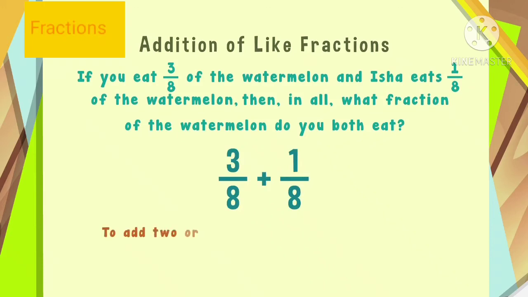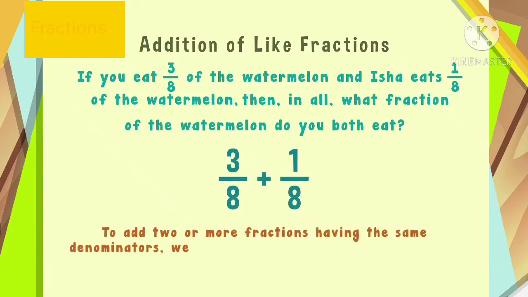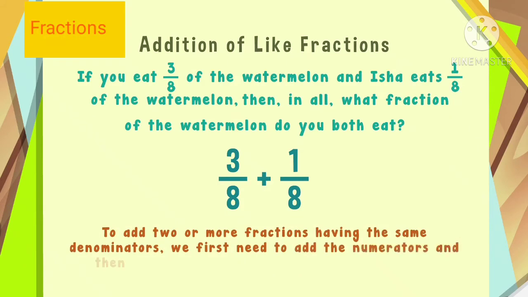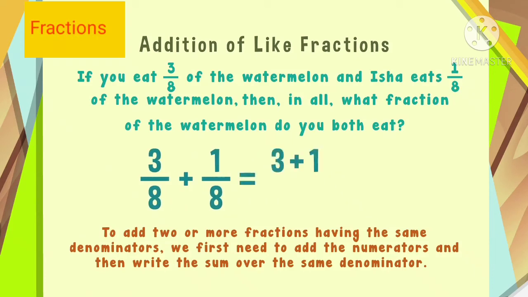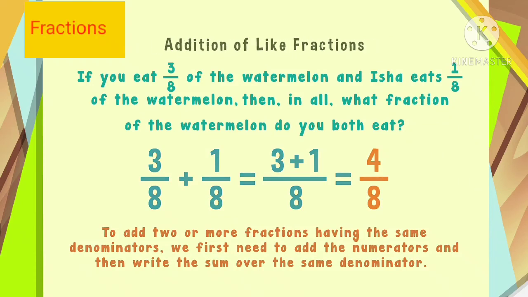To add 2 or more fractions having the same denominators, we first need to add the numerators and then write the sum over the same denominator. Here, the denominator of the fractions 3 upon 8 and 1 upon 8 is 8. 3 and 1 are the numerators of the fractions. We need to add 3 and 1 and write the sum over the same denominator. 3 plus 1 equals 4. Thus, you both ate 4 upon 8 of the watermelon.